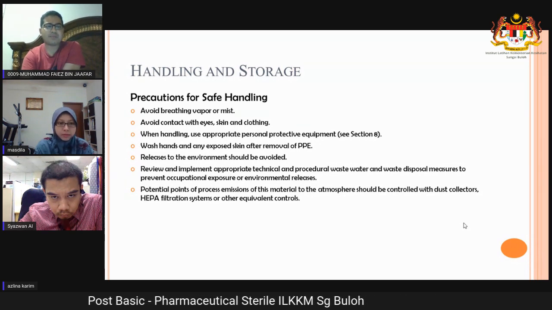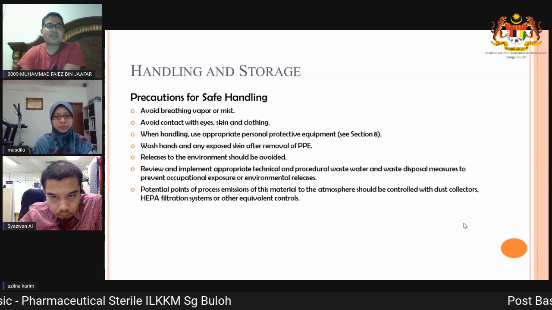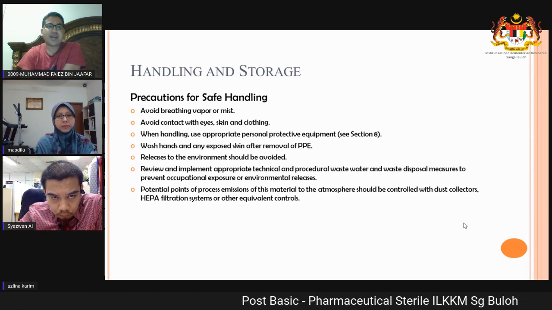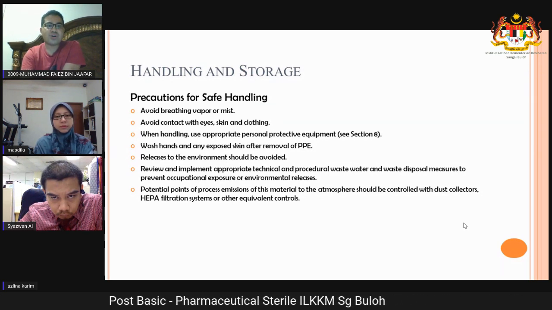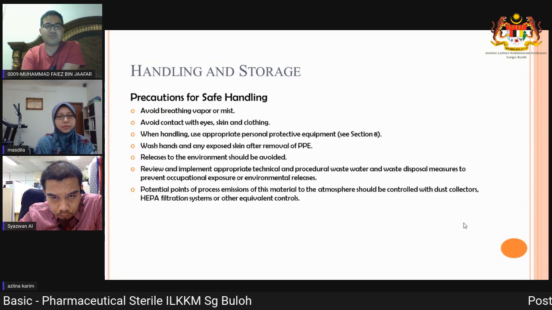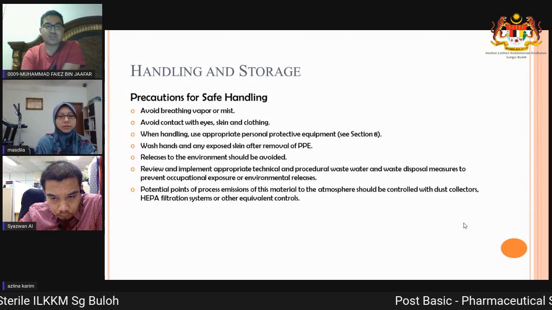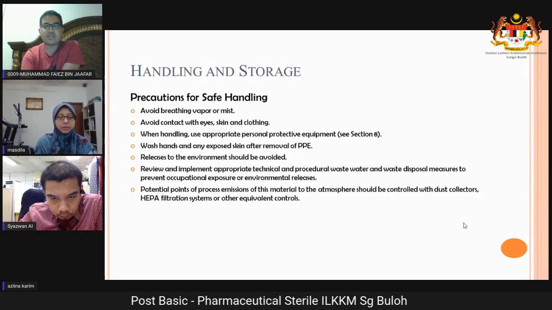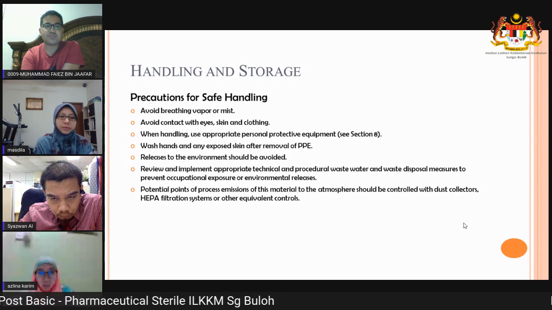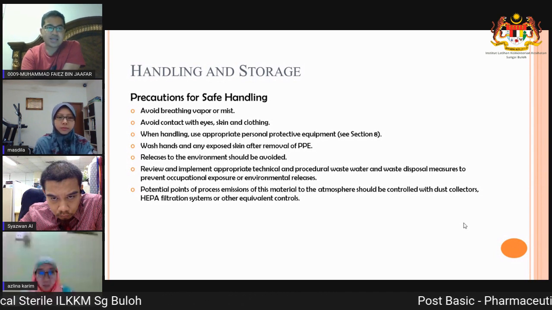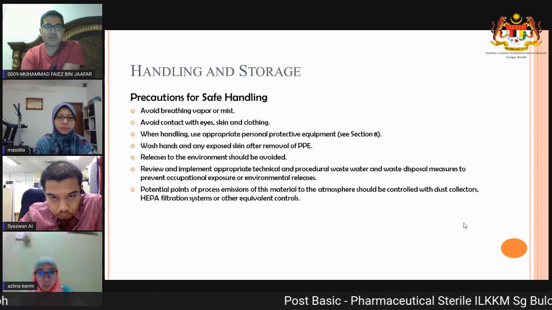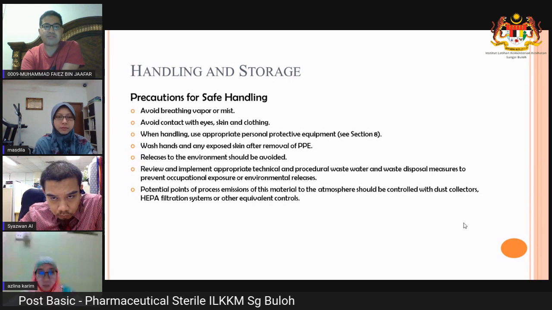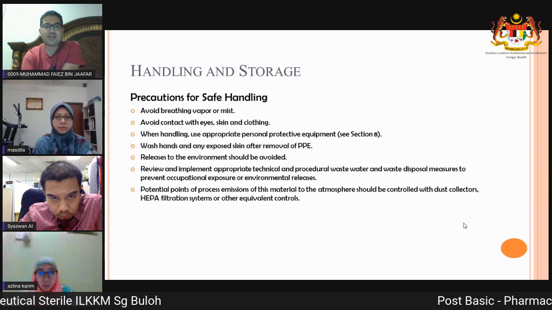Precaution for safe handling: first, avoid breathing vapor or mist, avoid contact with eyes, skin and clothing. When handling, use appropriate PPE, wash your hand and any exposed skin after removal of PPE. Release to the environment should be avoided. Review and implement appropriate technical and procedural wastewater and waste disposal measure to prevent occupational exposure or environmental release. And the last one, potential point of process emission of this material to the atmosphere should be controlled with dust collector, HEPA filtration system or other equivalent control.